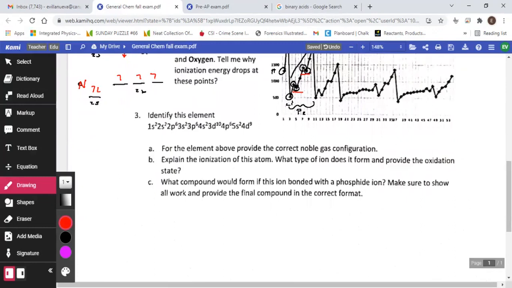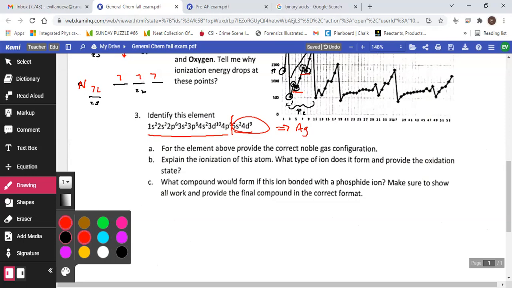Number 3, identify the element we see here. By now you should know how to do your ionization energy and your electron configuration. The little trick that I do is I just ignore all this stuff over here, and then just look at this one. So I'm going to go to the 5s2. That's in the 5th period. And then the 4d9 is going to give me 9 electrons in the D block. You should have ended up at silver.